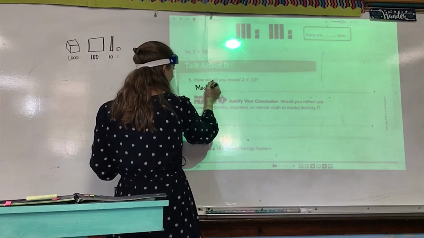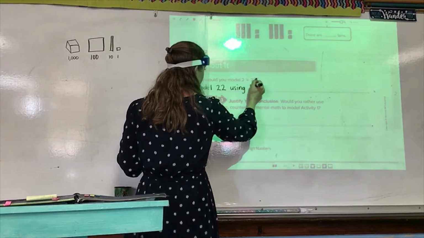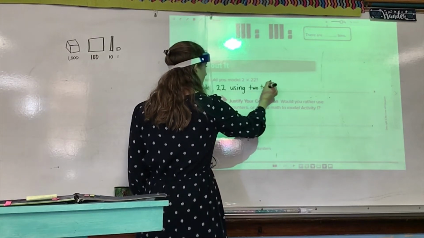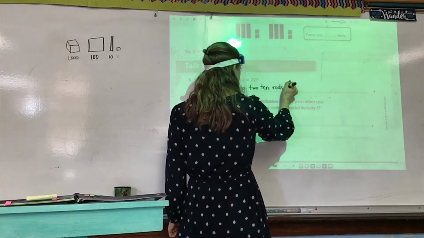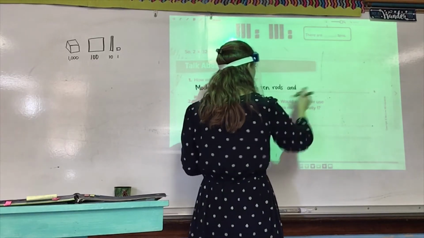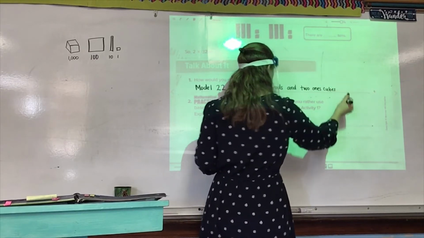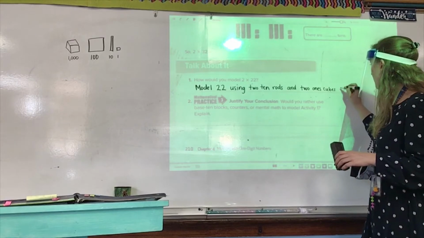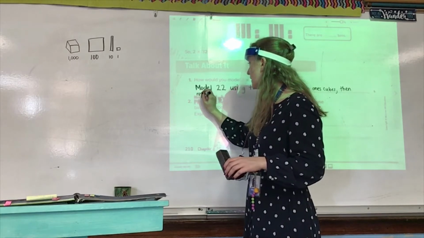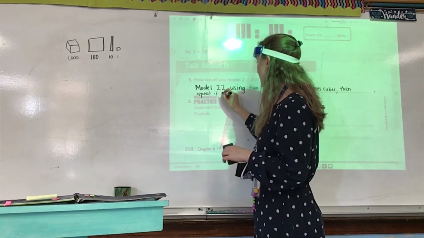Model 22 using 2 10 rods and 2 1s cubes, then repeat it, oops, not repeated, repeat it twice.